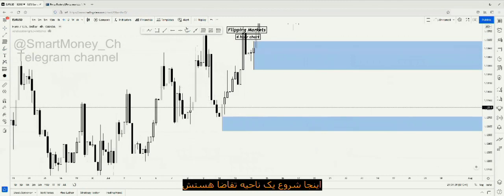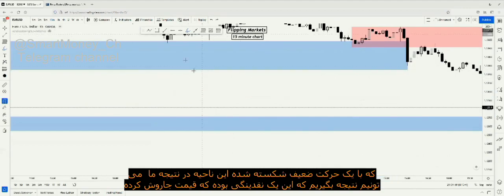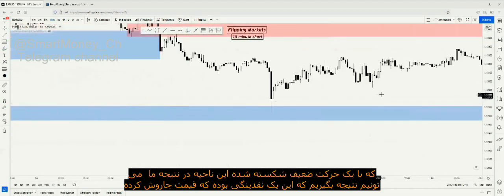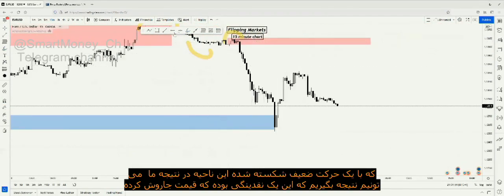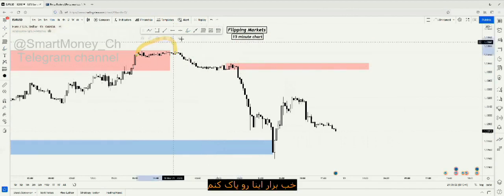This is the start of the demand zone, and we have these equal lows right here. So shitloads of liquidity sitting in this zone, and that weak movement, that weak break right here, it was just a liquidity collect, right? We can all agree on that. Okay, let me just remove these.